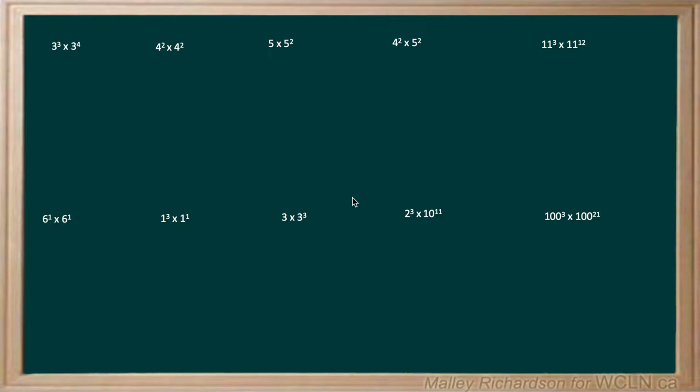In these next few examples, we are going to be dealing with multiplying powers together. Now there are a few things that we have to remember before we go on with these questions. If we take a look at our first example, we have 3 to the power of 3 times 3 to the power of 4. Now this 3 and this 3 are called our bases, and the small numbers up top, the 3 and the 4, are called our exponents.